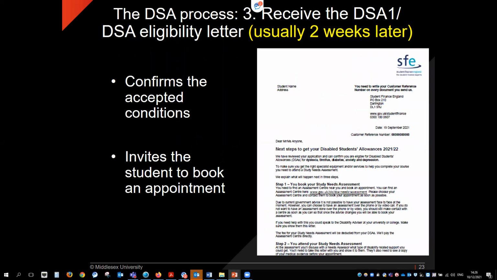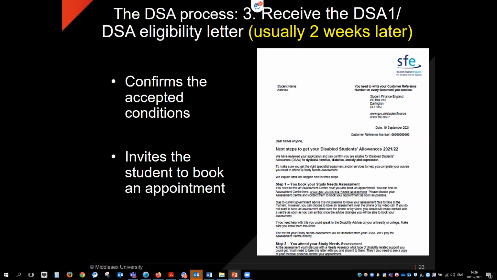Okay, so the student has applied for DSA, they've submitted their medical evidence. The next step is to receive what we call a DSA 1 letter, which is the eligibility letter. The letter usually arrives in about 2 weeks. It should arrive within 2 weeks of the application and medical evidence submission. Sometimes it can be a little bit later, depending on how much backlog Student Finance have, but usually they're quite good within 2 weeks. The student should get an email.